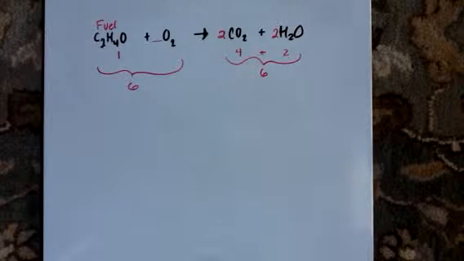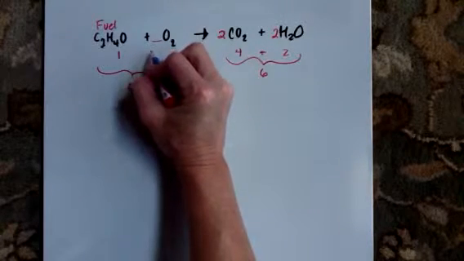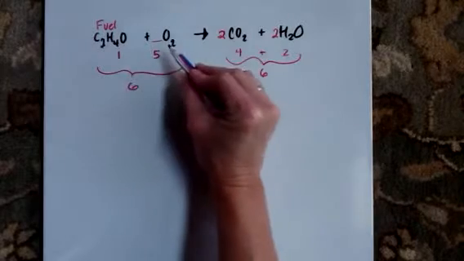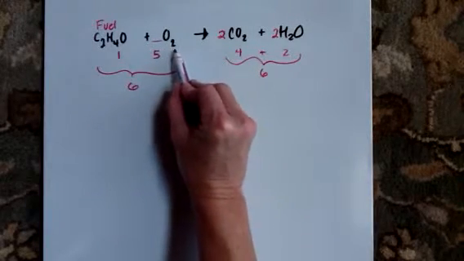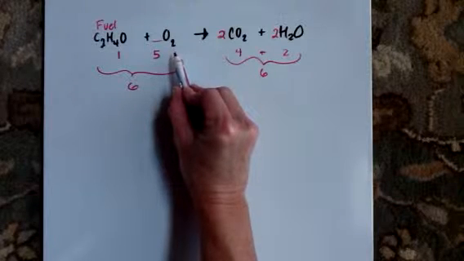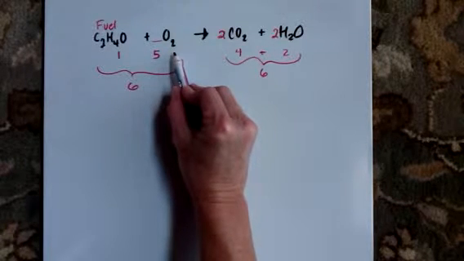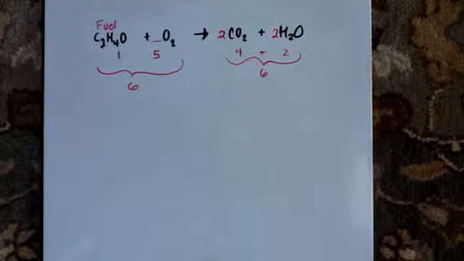Some fuels have oxygen in them. That means that I need to get just 5 out of this O2. But that's not possible, is it? Because the O2 will only give me even numbers of oxygen atoms. Okay, so this is the even-odd problem.